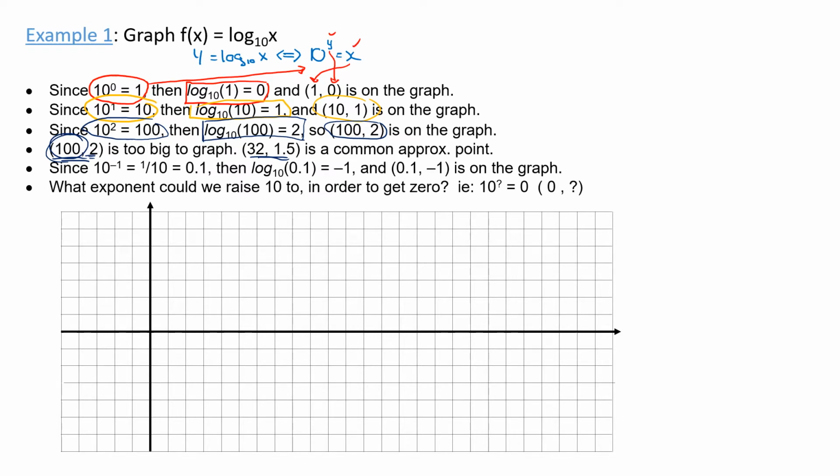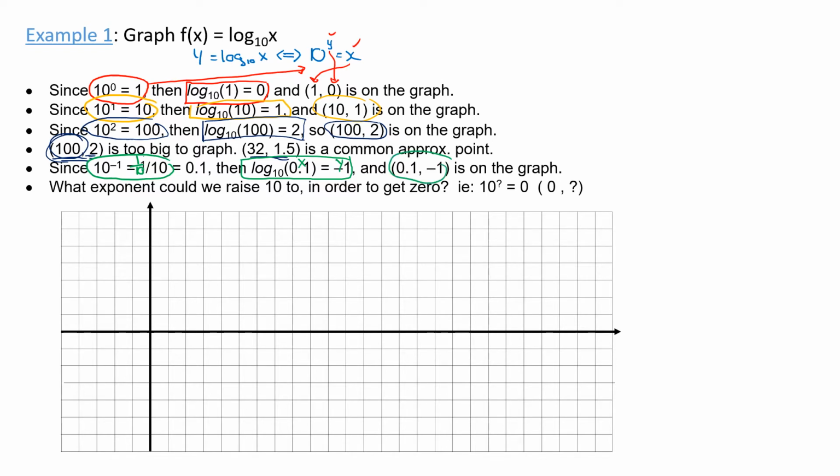Let's get one more. Well, this didn't turn out very well with my formatting. This is supposed to be 1 over 10. It looks crazy. This is supposed to be 1 over 10. 10 to the negative 1 is 1 over 10, which is 0.1. So in logarithmic form, it would look like this. So here's our x value, and here's our y value. And we get a coordinate from that.